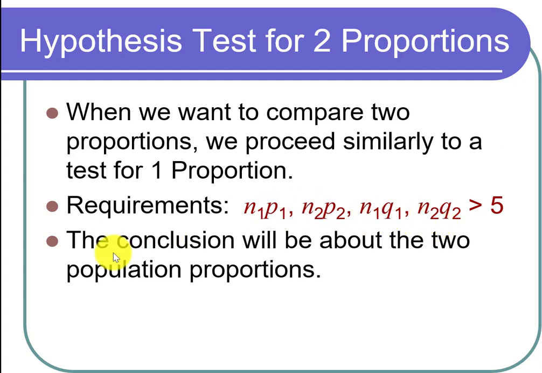The other thing is the conclusion is not about a population proportion, it's about two different population proportions. So you might be 95% confident that this population proportion is bigger than the other population proportion by between these two numbers. Or you might be able to say there's statistically insignificant evidence to show there's a difference between the two population proportions.